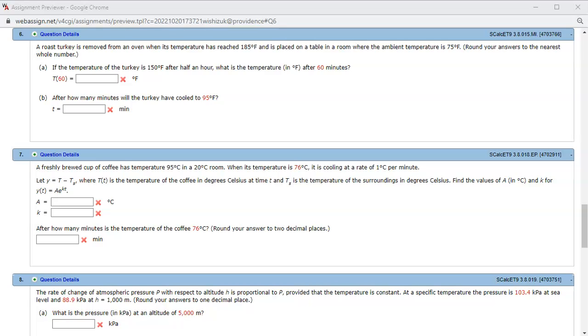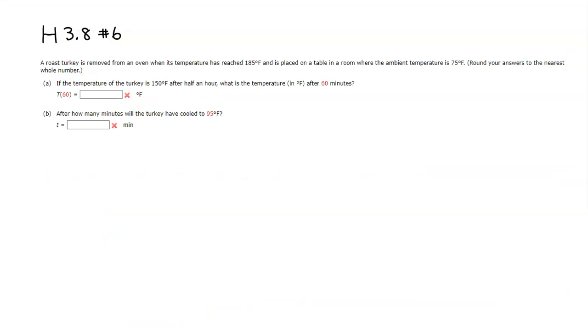All right, let's look at homework 3.8, problem number 6. This is a turkey problem, or Newton's law of cooling problem. A roast turkey is removed from an oven when its temperature has reached 185. So we have the initial temperature. Maybe I'll start writing here.